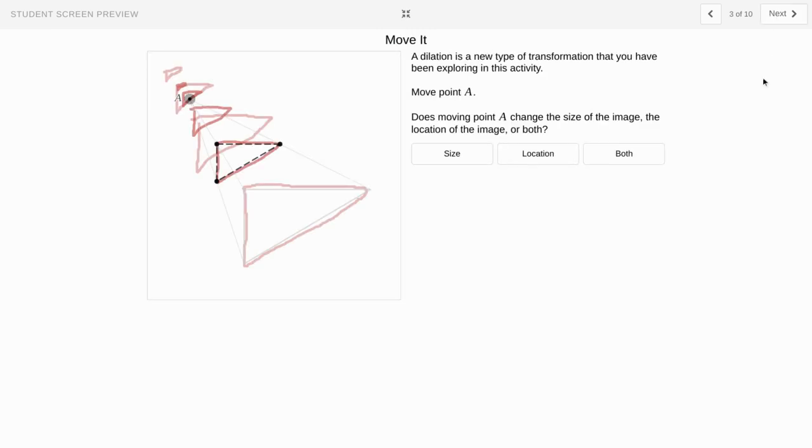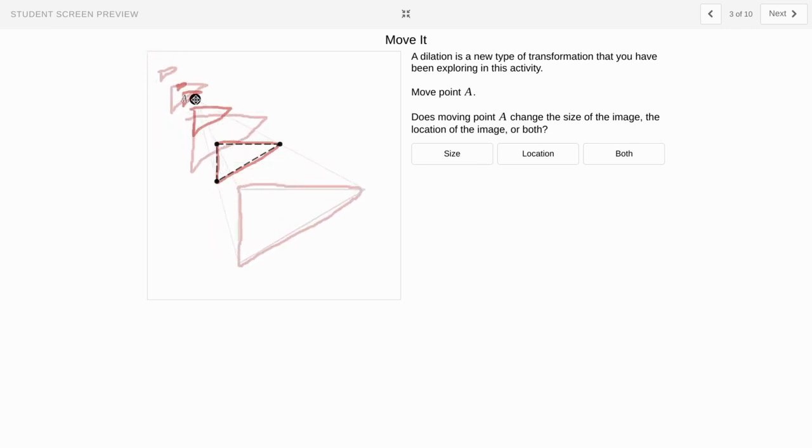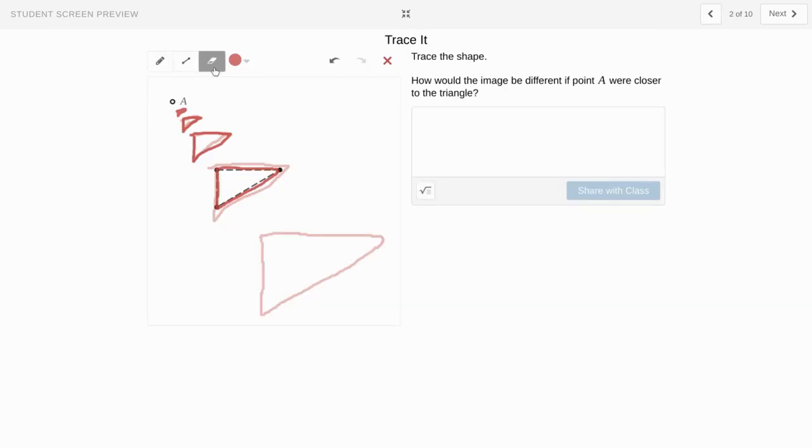So this says a dilation is a new type of transformation that you have been exploring in this activity. So yeah, we're dilating. We're getting bigger and smaller. Oh man, let me go back. Let me erase this. Just trace this one time.